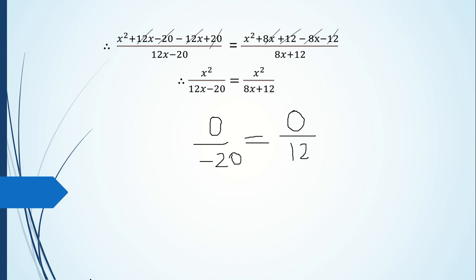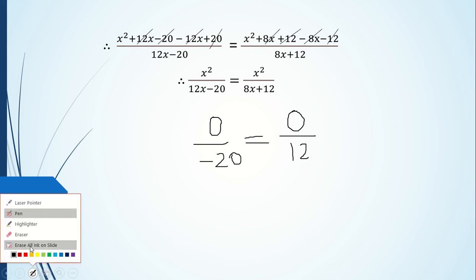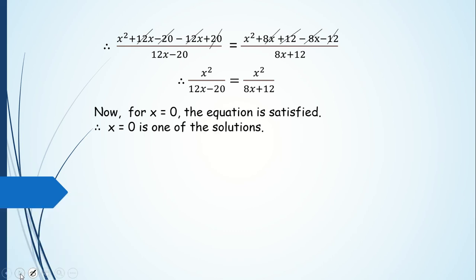Okay, so that we will write as one case: x is equal to 0. Now for x is equal to 0, the equation is satisfied. Therefore x is equal to 0 is one of the solutions. But if x is not 0, in that case what will we do? So we will take that as another case.